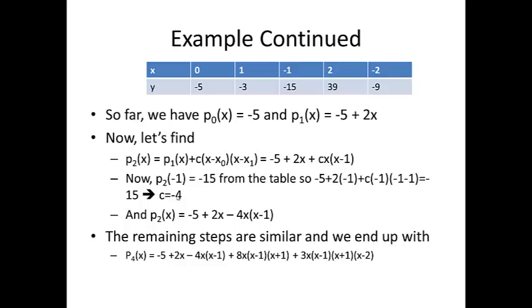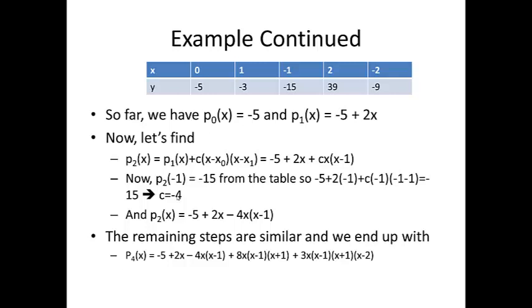The remaining steps are similar, and we end up with p4 is minus 5 plus 2x minus 4x times x minus 1 plus 8x times x minus 1 times x plus 1 plus 3x times x minus 1 times x plus 1 times x minus 2. And it's not as bad as the procedure for Lagrange, in my opinion. Later we're going to develop a better algorithm for constructing the Newton interpolating polynomial. Nonetheless, the method just explained as a systematic one involves very little computation.